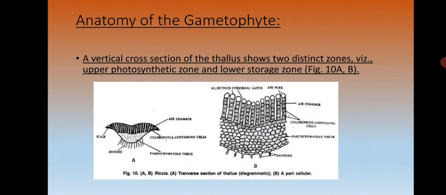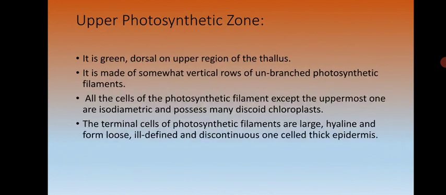Anatomy of the gametophyte, or the internal structure. A vertical cross section of the thallus shows two distinct regions, the upper photosynthetic zone and the lower storage zone. The chlorenchymatous or assimilatory region is on the dorsal side, that is the upper side, and the parenchymatous or storage region is on the ventral side. Assimilation region.